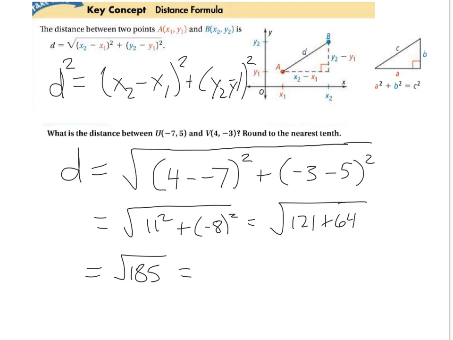That's not necessarily the nicest value ever. We would need to put this into a square root sort of thing, but in the end we're going to get about 13.601, and that's going to be our answer. We'll stop there. Let me know if you have questions.